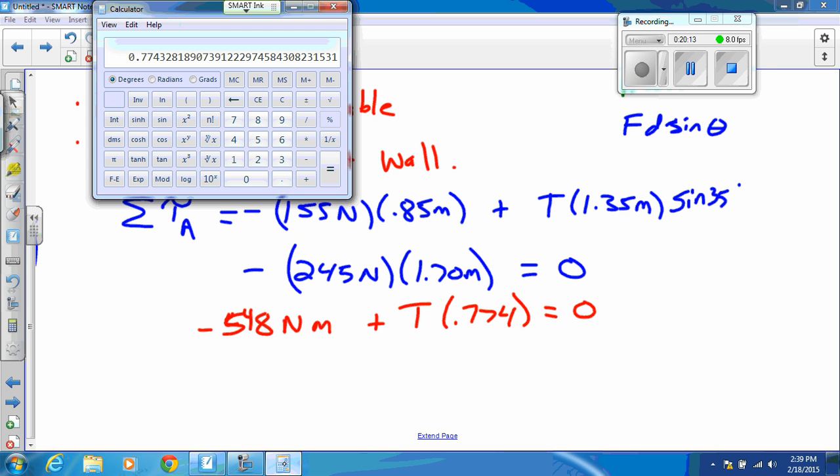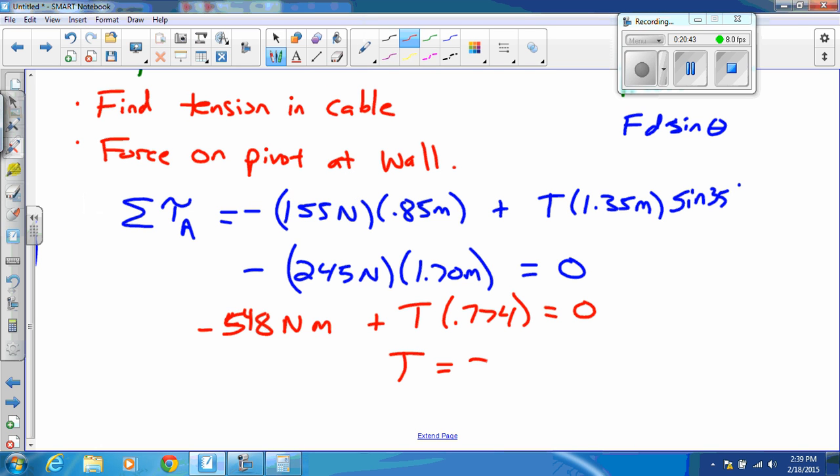So that when I actually solve, oh wait, you forgot the other part. 245. No, I included all that here. Oh, silly calculator. Try again. 548 divided by 0.774, that's 708. So that we get 708 newtons as the force T.